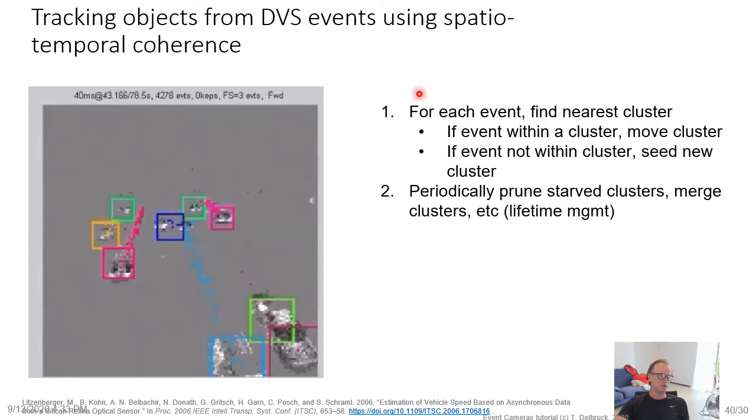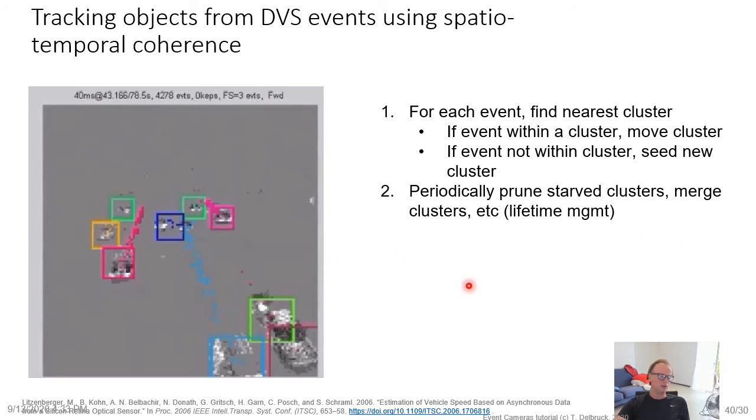In particular, the steps of this algorithm are, for each event you get from the camera, find the nearest cluster. So suppose it's this one right here, you get a new event right here. If the event's within a cluster, like right here, then you move the cluster a little bit in the direction of the event. But if the event's not in the cluster like this one, you seed a new cluster, but you don't show it until it builds up enough support to say that it's a real car. And periodically, for example, every millisecond, you prune starved clusters, you merge clusters, etc., and you do so-called lifetime management.